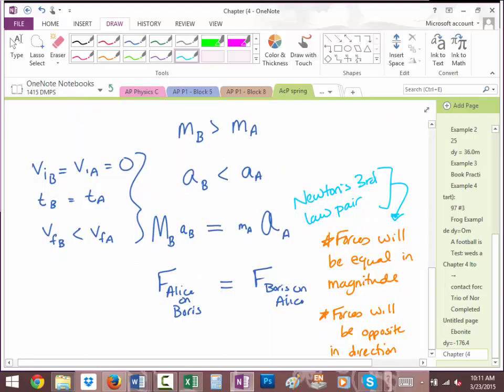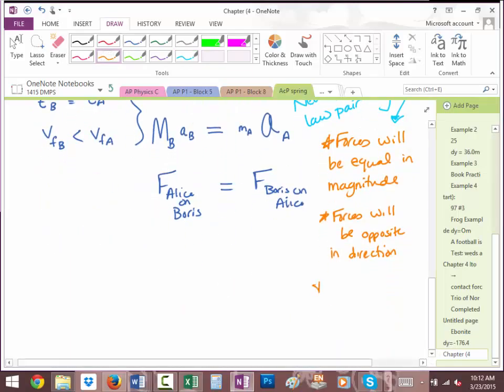For any Newton's third law pair, that's any two forces where you've got Alice on Boris, Boris on Alice. Same objects, switching the order. Are you with me there? Okay. The forces will be equal in magnitude. The forces will be opposite in direction. And there are only two objects involved. So it's F of B on A equals the negative of F of A on B. Okay? Are you okay with that so far? This is Newton's third law, right here.